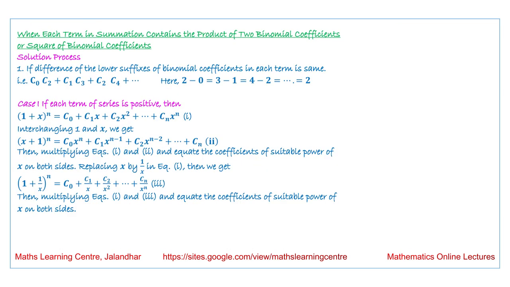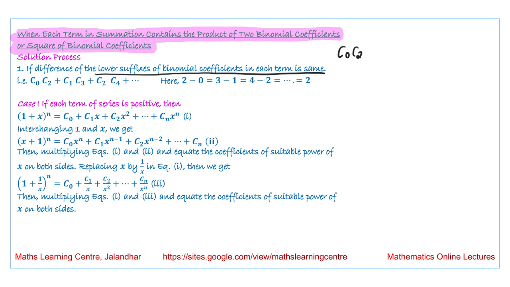Now next we have certain problems based upon the binomial coefficients. The first case is when each term of the summation contains the product of two binomial coefficients or the square of binomial coefficients. In these kinds of problems, we check if the difference of lower suffixes of binomial coefficients in each term is the same. We are talking about c0 c2 plus c1 c3 plus c2 c4 and so on. So we are talking about the lower suffixes over here.